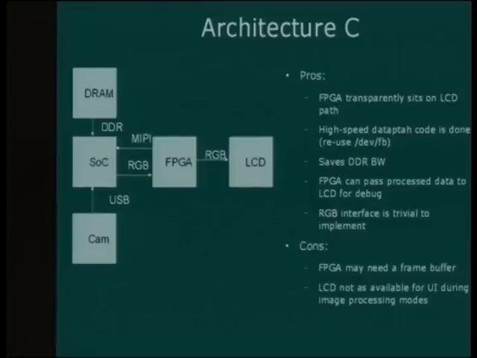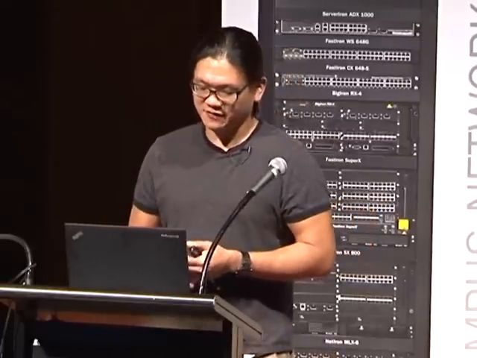Another way to do this is, in fact, we can move the FPGA in between the SoC and the LCD. The idea here is that whatever comes on the screen of the LCD, you can pre-process with the FPGA and feed back into the SoC through an internal camera port as image process data. This one again saves on DDR memory bandwidth. Again, the FPGA just looks like dev FB. You write a pixel to the frame buffer, it goes to the FPGA automatically, so you're not dealing with a lot of DMA stuff, and it's really trivial to implement. The RGB interface is a very, very simple one to build.